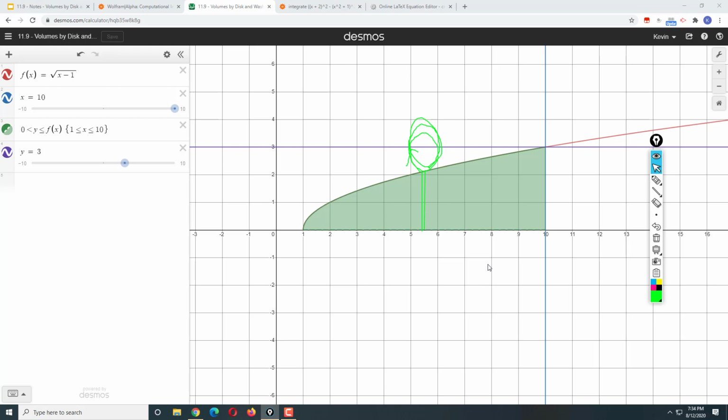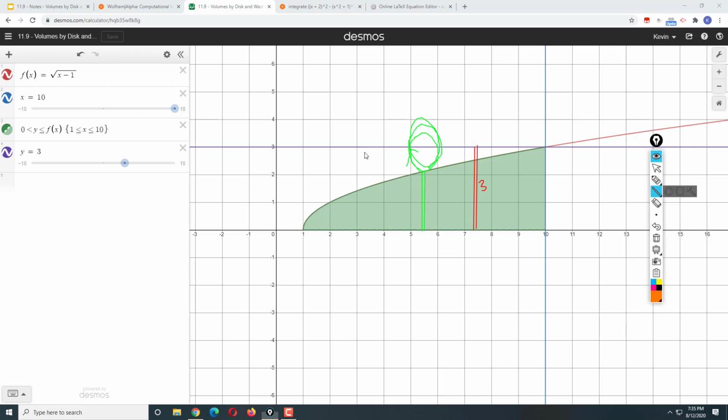Anytime we have a washer problem, we're subtracting a large volume from a small one. What is our large volume? Our large volume is going to go from 3 all the way to 0. So what is that? Well, that's going to be just 3. That's 3 minus 0. We're going to subtract that by the small volume.